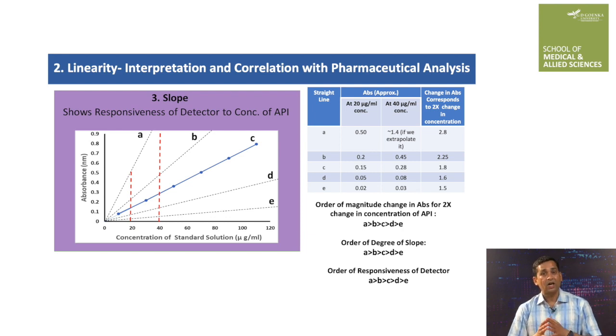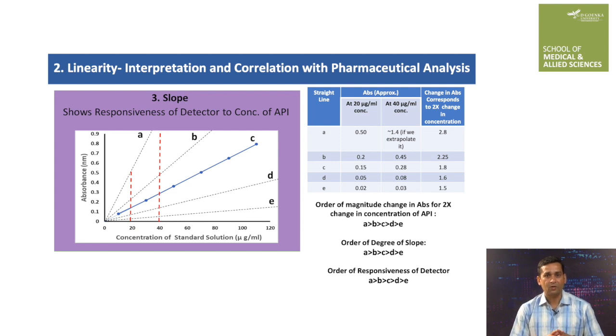The absorbance data at 20 microgram per ml and 40 microgram per ml were taken for studies. As we know, the change in the concentration of API is 2x, 20 microgram per ml to 40 microgram per ml, which is the same for each line, but the change in absorbance is different. For line A, the change in absorbance is 2.8 times. For line B, this change is 2.25 times, and this change in absorbance is minimum for line E, which is 1.5 times only.